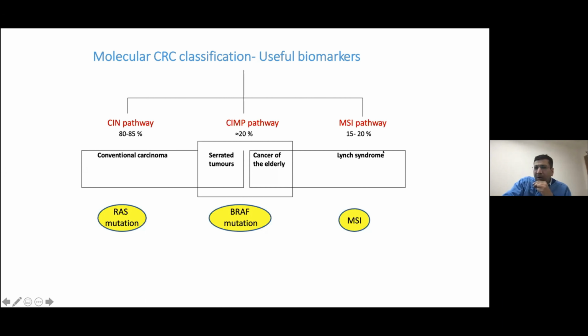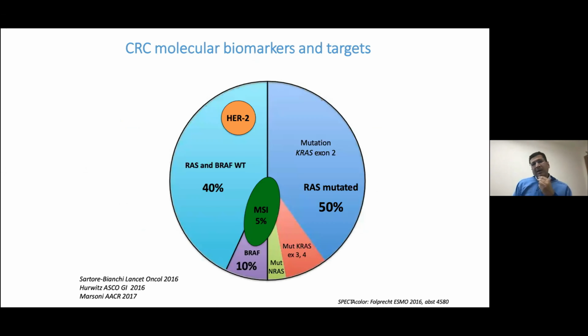The MSI pathway, we all know, may be a part of Lynch syndrome or it may be sporadic. In the MSI testing we do, MSI is usually high. So, in a nutshell, in a concise form, what are the mutations that are meaningful to us today, which have a clinical relevance?